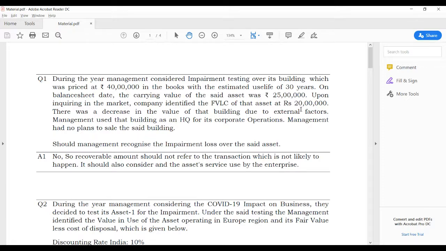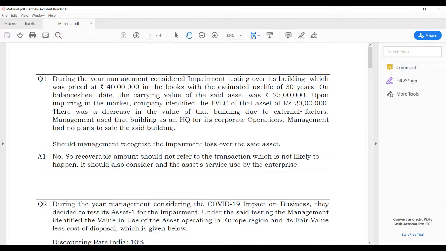Reason being, as I said, if we go back, if we remember, the fair value requires market participants. Here, I am not supposed to sell. Here, I don't have an intention to sell. Hence, the fair value of 20 lakhs will not be considered as the appropriate fair value because I don't have an intention to sell. There should be an intention to sell. There should be an intention to buy.